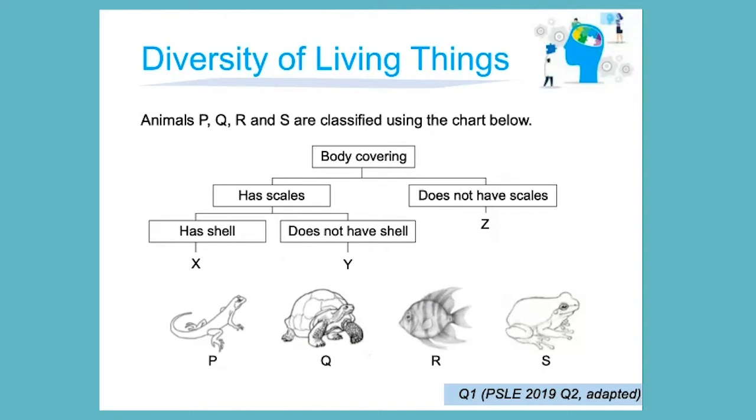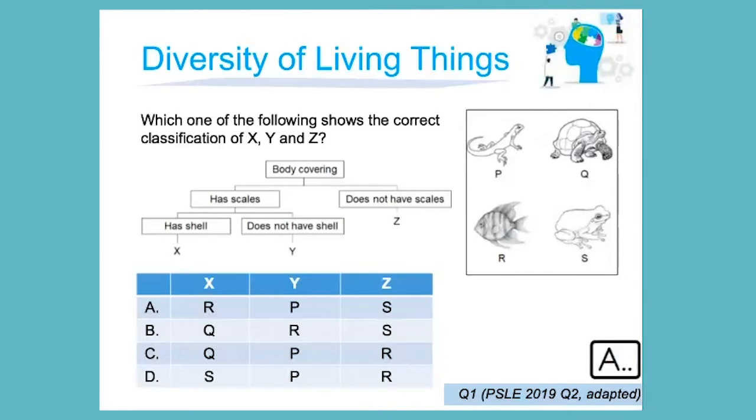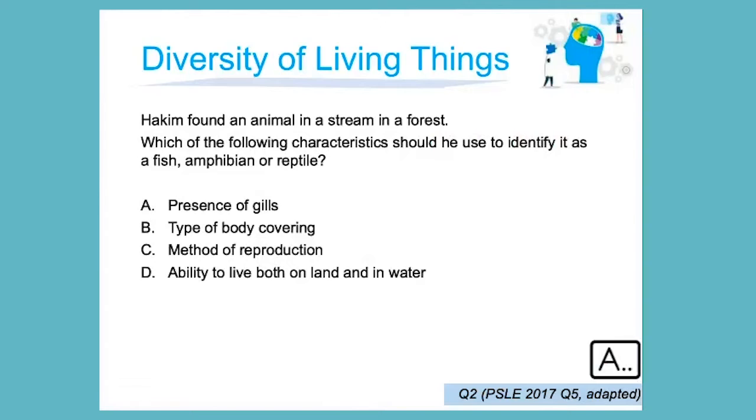Here I've got animals P, Q, R, and S, and they can be classified using this particular chart. Which one of the following correctly classifies X, Y, and Z? Body covering: have scales, do not have scales. So P, Q, and R all have scales. The amphibian is the one that does not have scales. Okay, good. Now, next one.